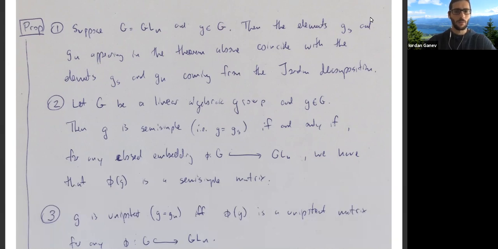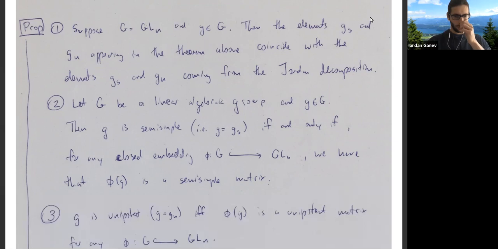Second result is that if we had a semisimple element in a linear algebraic group, then anytime we embed this group as a closed subgroup of GLN, which we can always do as we've shown, then the image of little g will always be a semisimple matrix.